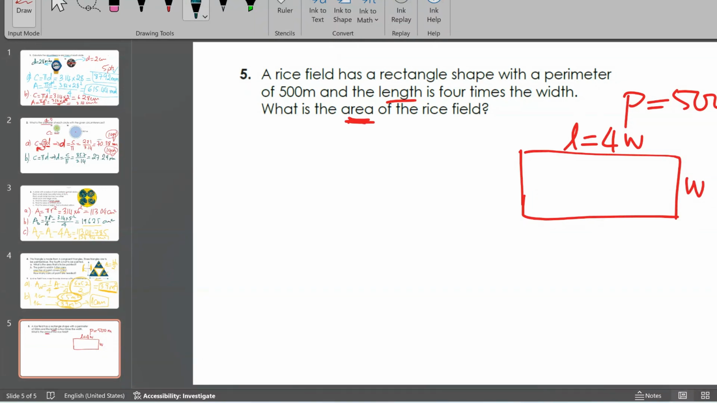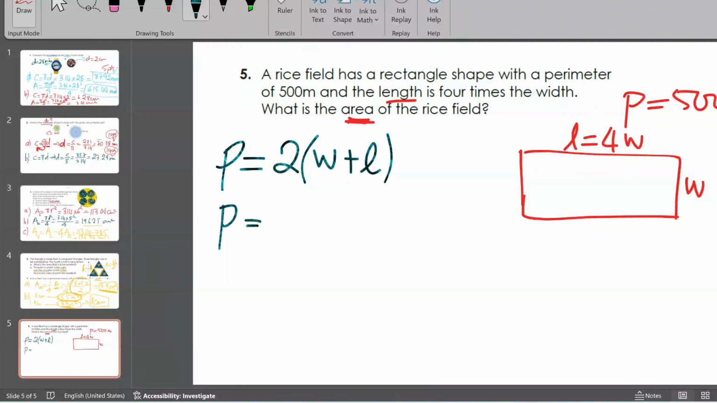I want to say something, another one of my random thoughts: 500 divided by 2 equals 250, and then 250 divided by 4. Okay, first the perimeter formula. The perimeter of a rectangle is length plus width times 2, which is width plus length times 2. Okay, we plug in.